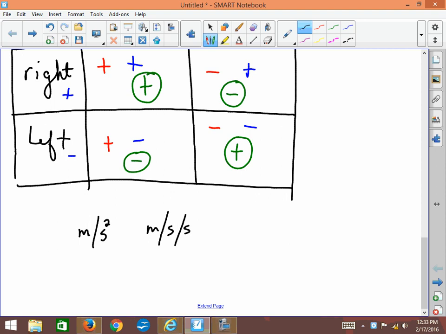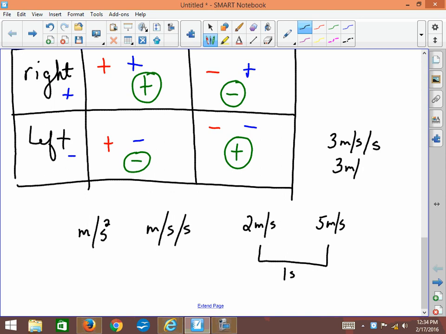Right? So let's give you a brief example of that. If you were going 2 meters per second, and then 1 second later you were going 5 meters per second, then you have increased your speed by 3 meters per second in 1 second, or 3 meters per second per second. Get it? And that's what your acceleration rate would be. Or we would just simply write 3 meters per second squared. And so that's how we deal with the unit for acceleration too, just as a reminder. And that's basically the end of that.